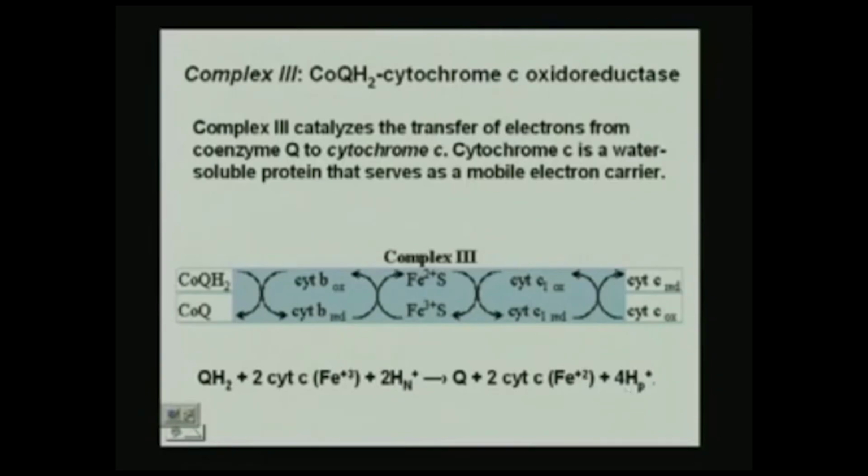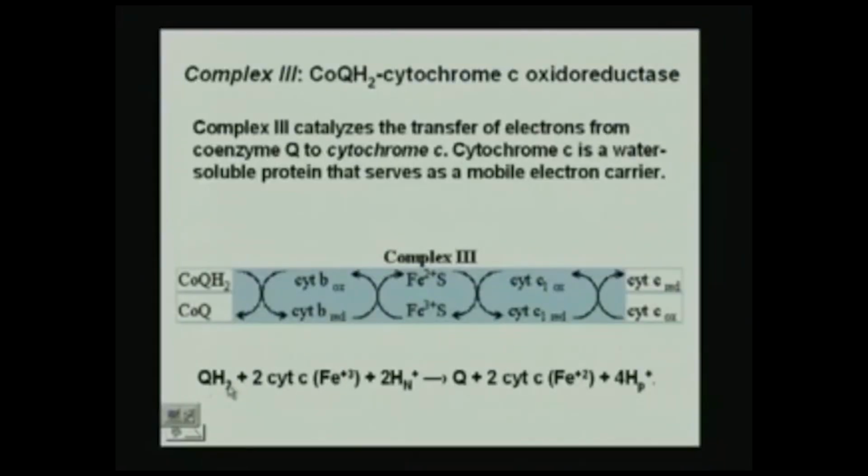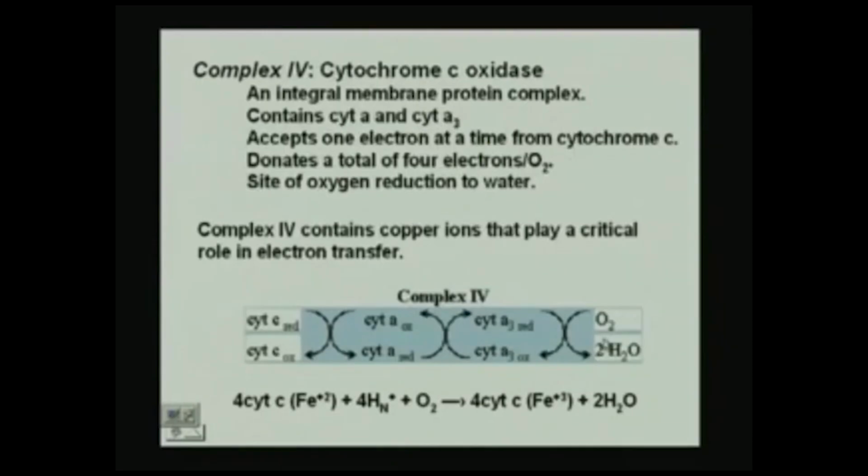Now, what you need to remember is which of the complexes actually help in the proton transfer, the overall reactions of each of the complexes. That is what you have to remember. So, we know that QH2 plus 2 cytochrome C oxidized is going to give us Q plus 2 cytochrome C reduced plus 4 H plus. What is 4 H plus? It means 4 protons in the intermembrane space.